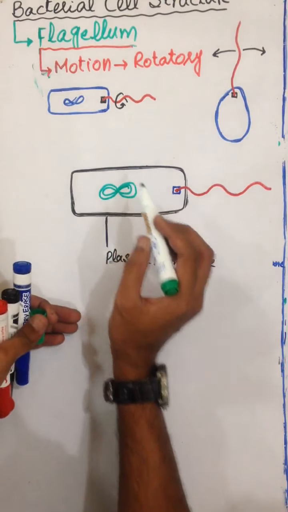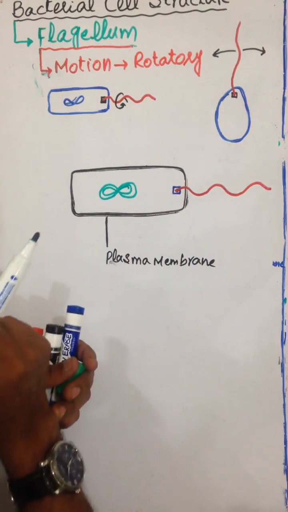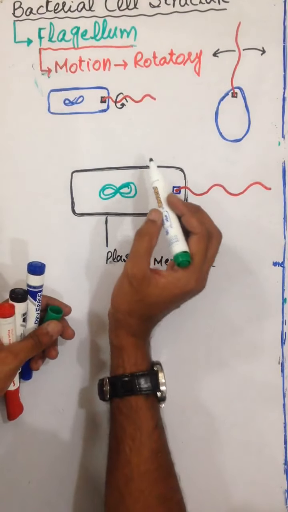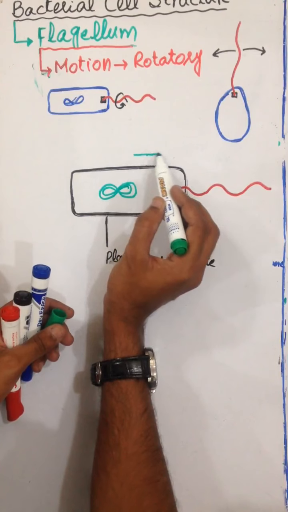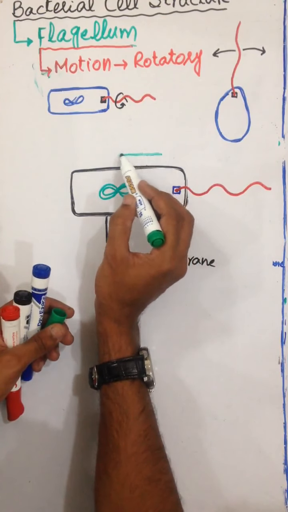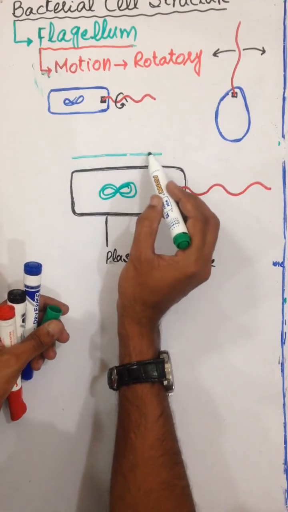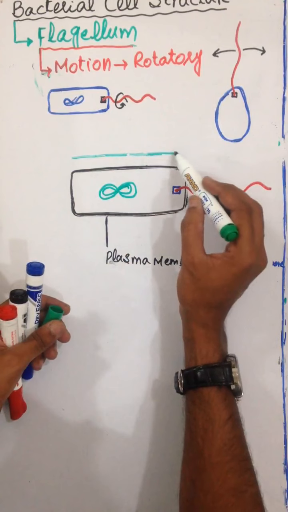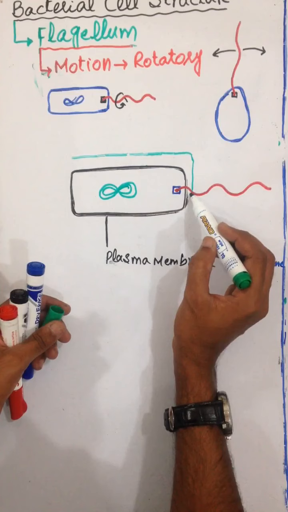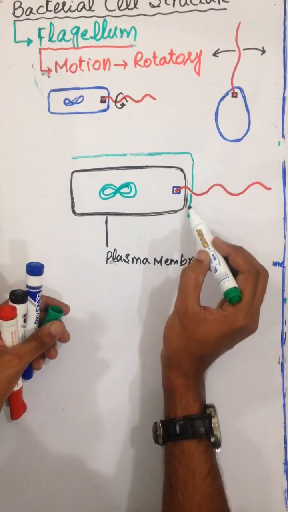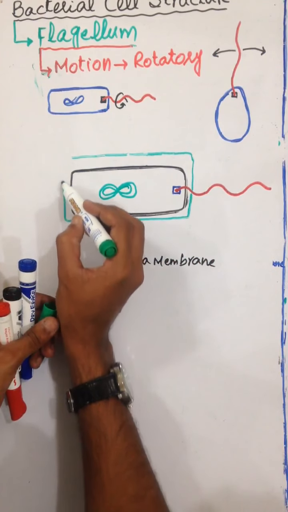So outside the plasma membrane, if it is a gram-negative bacterium, listen carefully, outside the plasma membrane there will be a semi-rigid structure that is called the cell wall. So this is the cell wall of the bacterium.